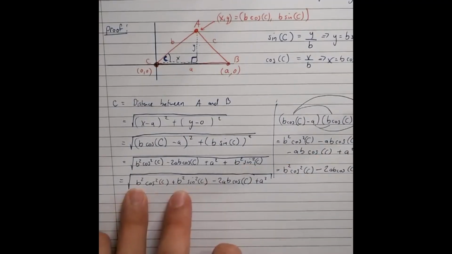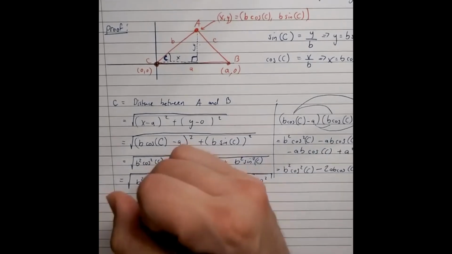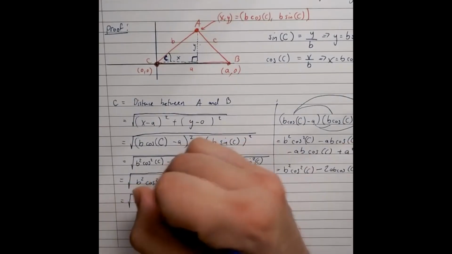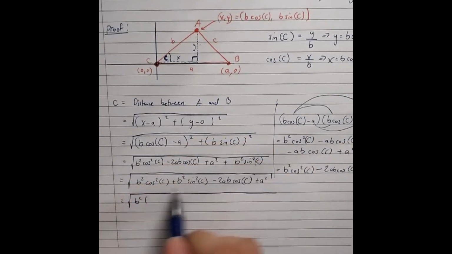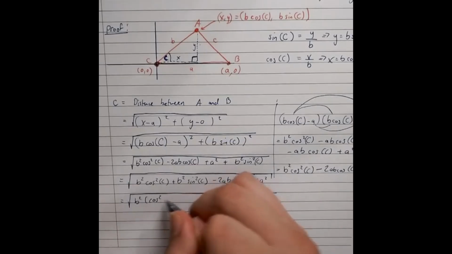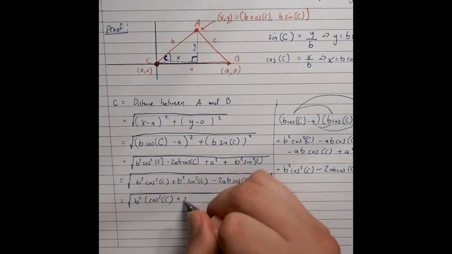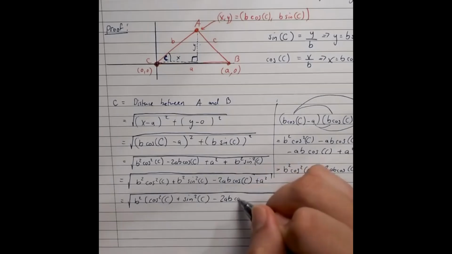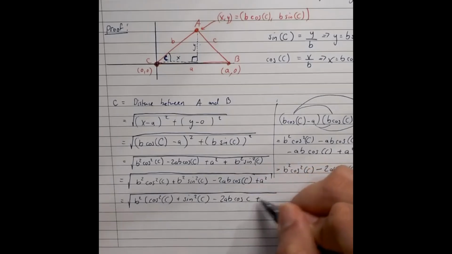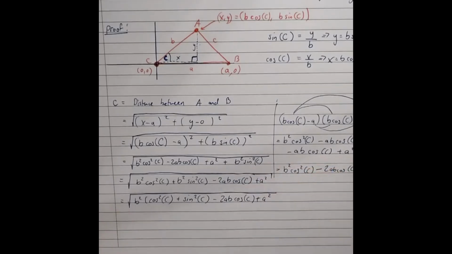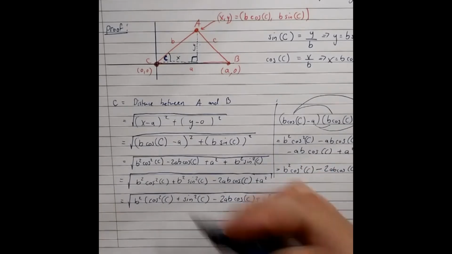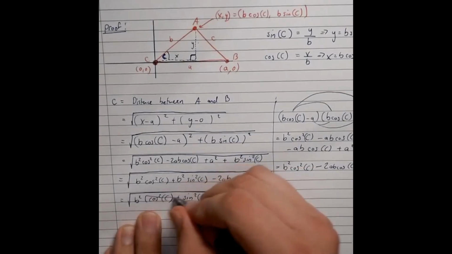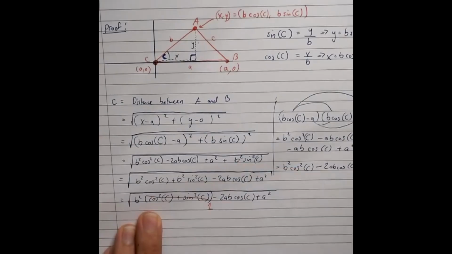So here I just bunch these together since they are so similar. And from these two, I notice I can factor out b squared. So that's going to be the square root of b squared. And if I factor out b squared from each of those, I get cosine squared of c plus sine squared of c, minus 2ab cosine of c plus a squared. But notice now that cosine squared of c plus sine squared of c equals 1. The Pythagorean identity tells us that's equal to 1.